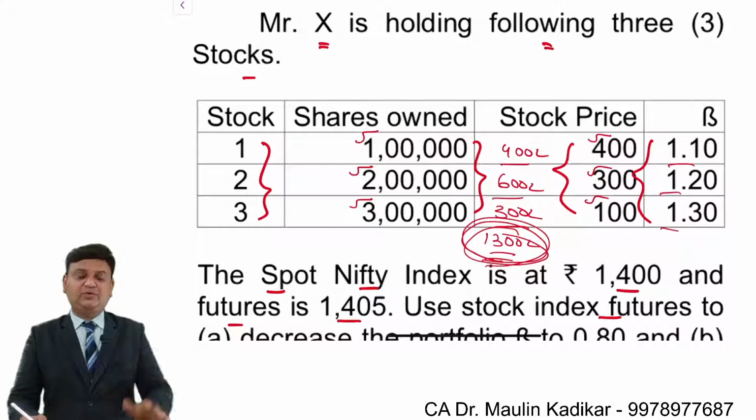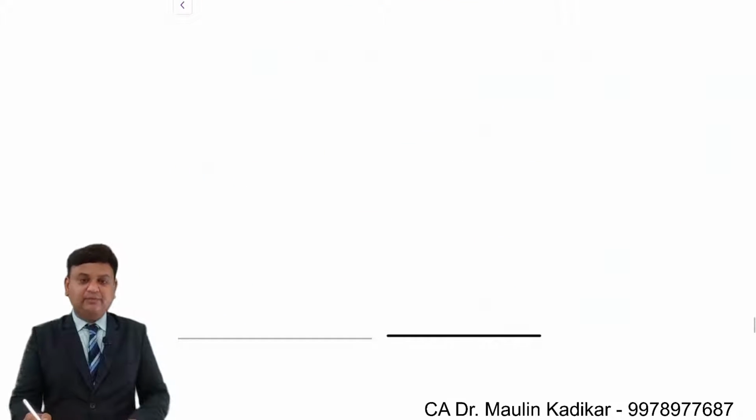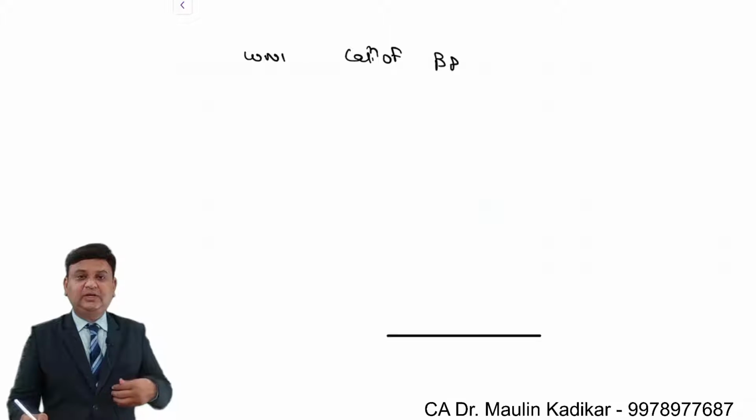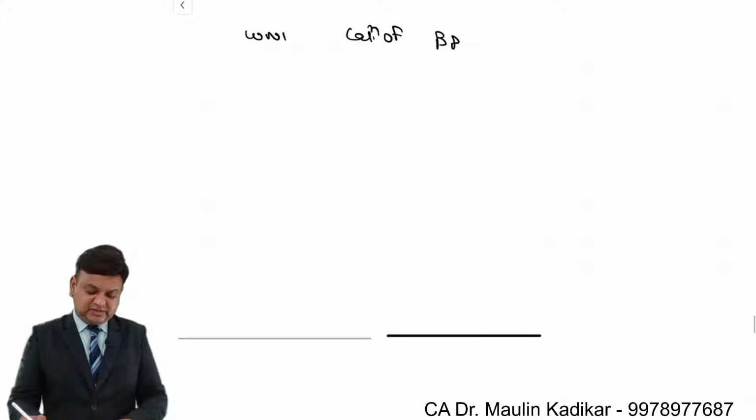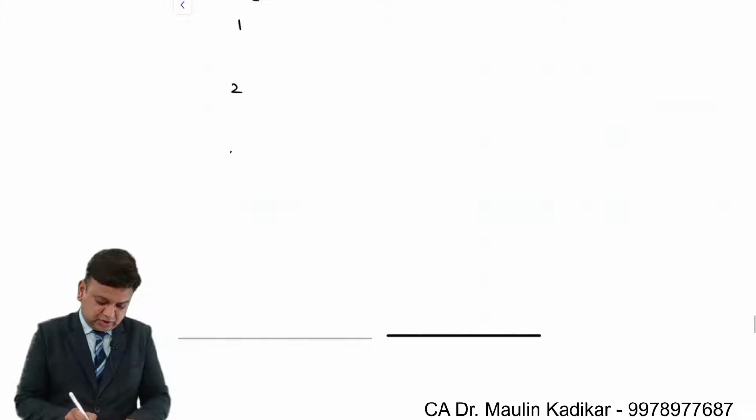Whatever the beta of the portfolio we compute, based on that we are required to do the further answer. So let us make the calculation of the beta of the portfolio first of all before we proceed further. Please write down the answer along with me. Working note number 1. Calculation of the beta of the portfolio, which is always a simple weighted average. Stock 1, stock 2, stock 3.